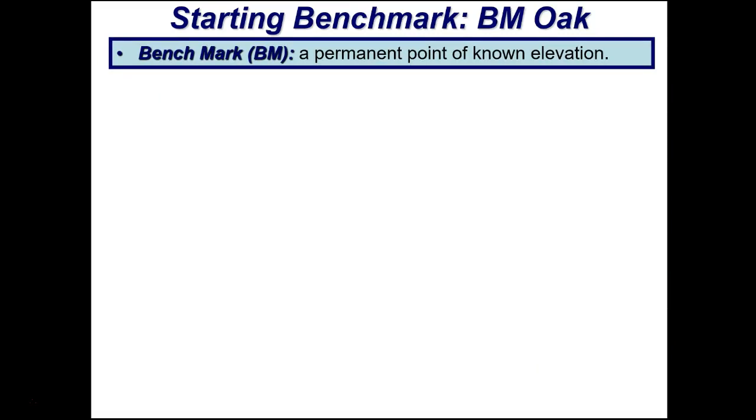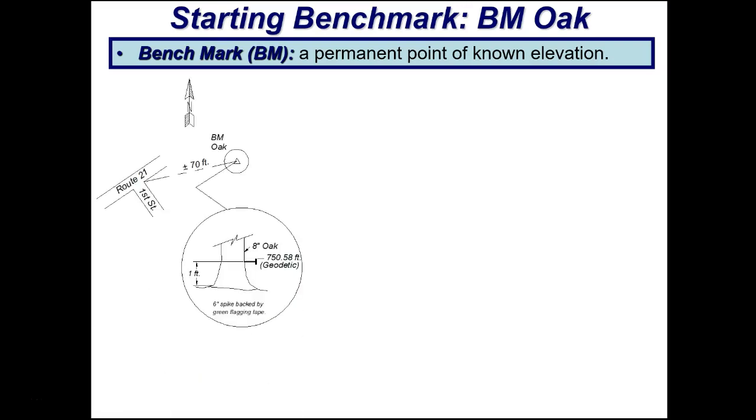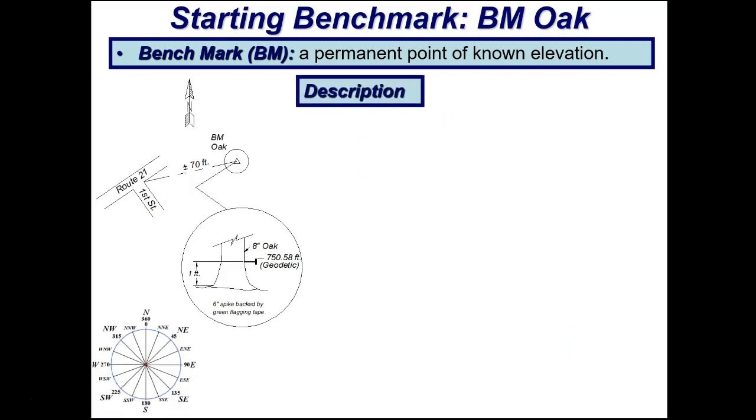So we're going to start at that oak benchmark. So that benchmark, again, is a permanent point of known elevation, somewhere that's not going anywhere, and it has a known or an assumed elevation when we start. So there's our oak tree. That's kind of what it looks like. Right in here you can see that. Approximate size, where that elevation is, how far off the ground that elevation is, a good description of that known benchmark. There's our compass rose.